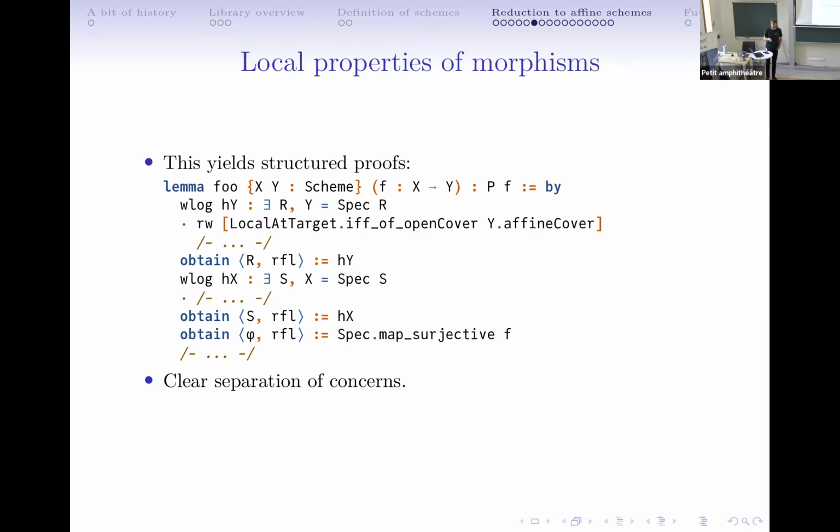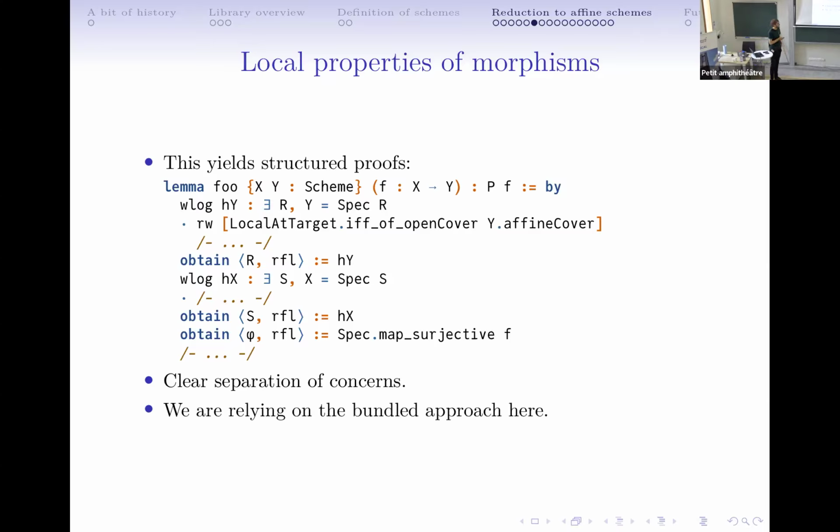Yes. How do you manage to get equality between Y and spec R? So we need to check this on an affine cover. So what we're doing is local at target if of open cover. So we're using the fact that P is local at the target. So we may check it on every open cover. And we can make an affine cover because, as I said, we don't model open subsets as actual open subsets. We use open embeddings. Okay. So now we can cover it by spec of R's for rings R. So we can actually replace Y by spec R.